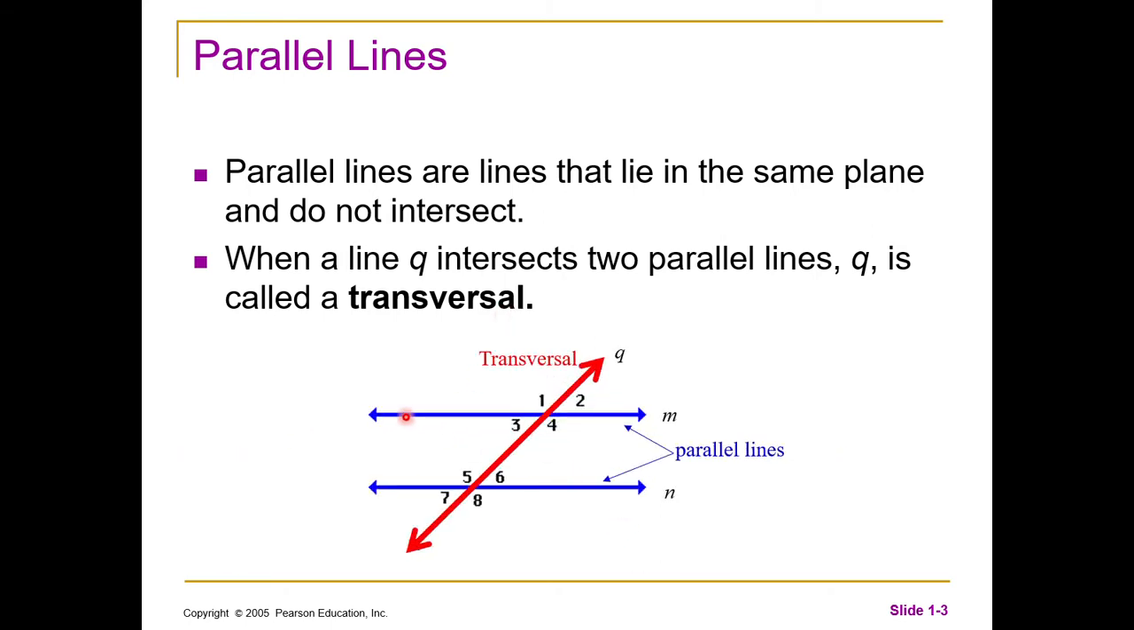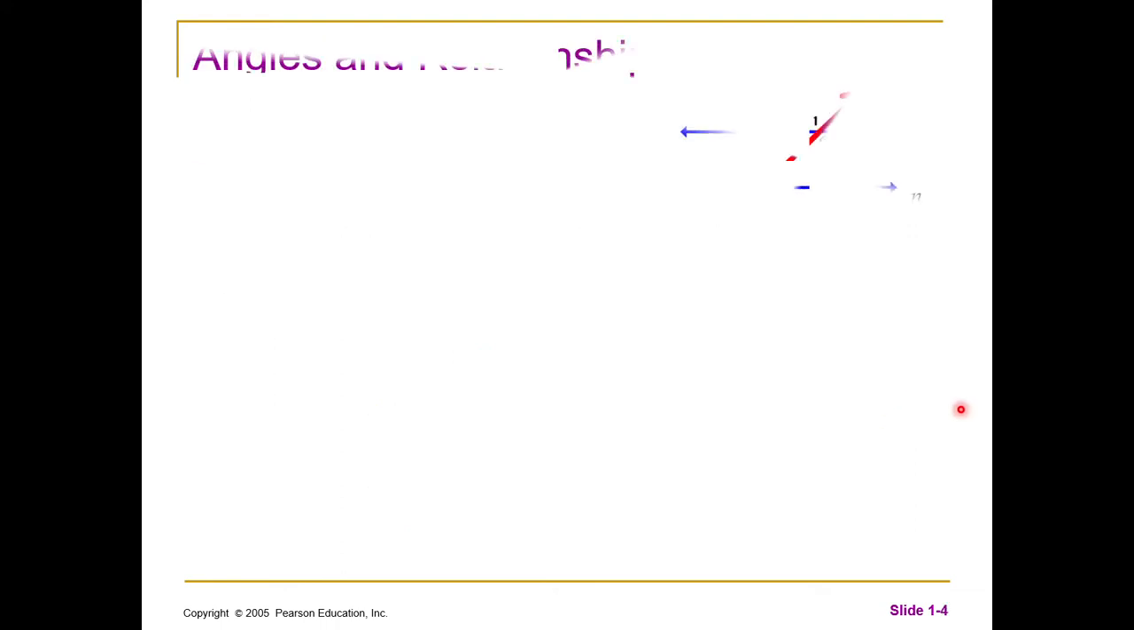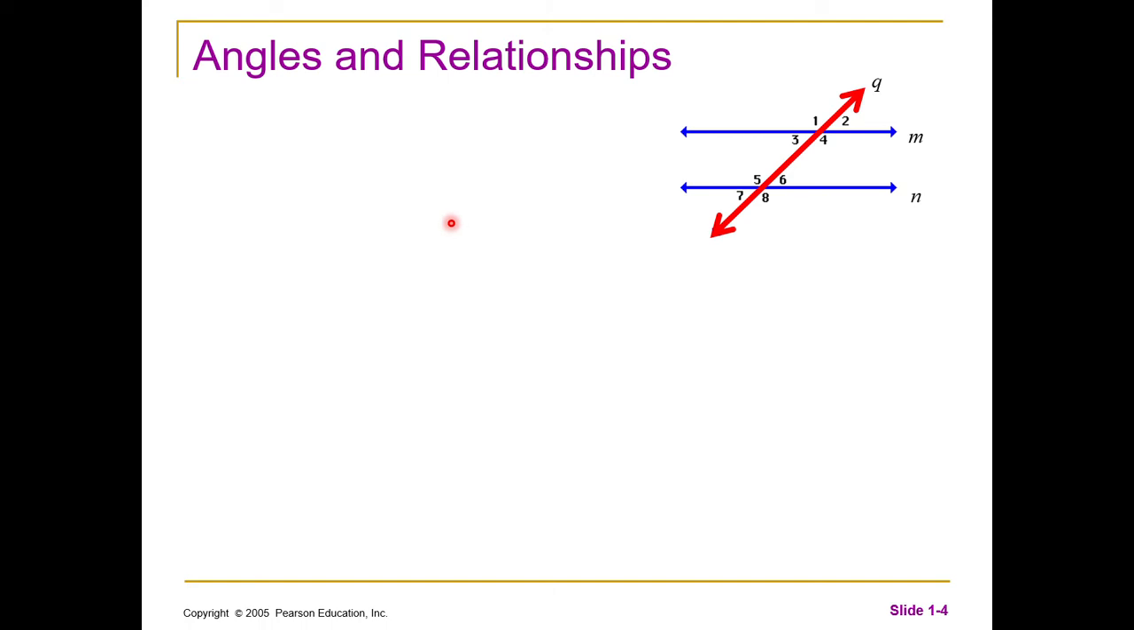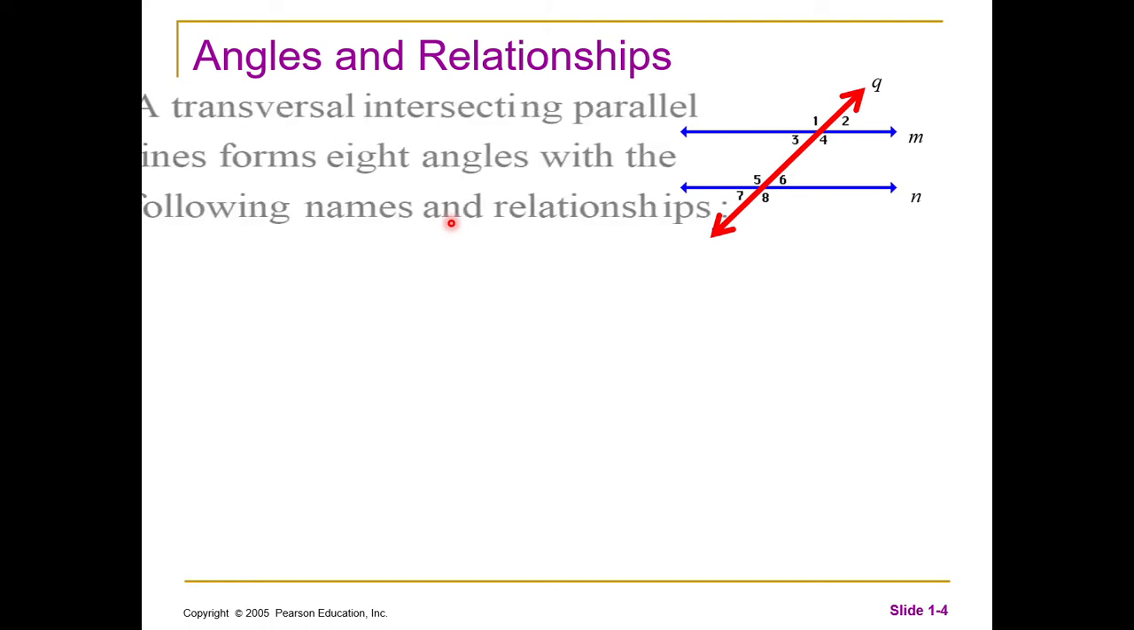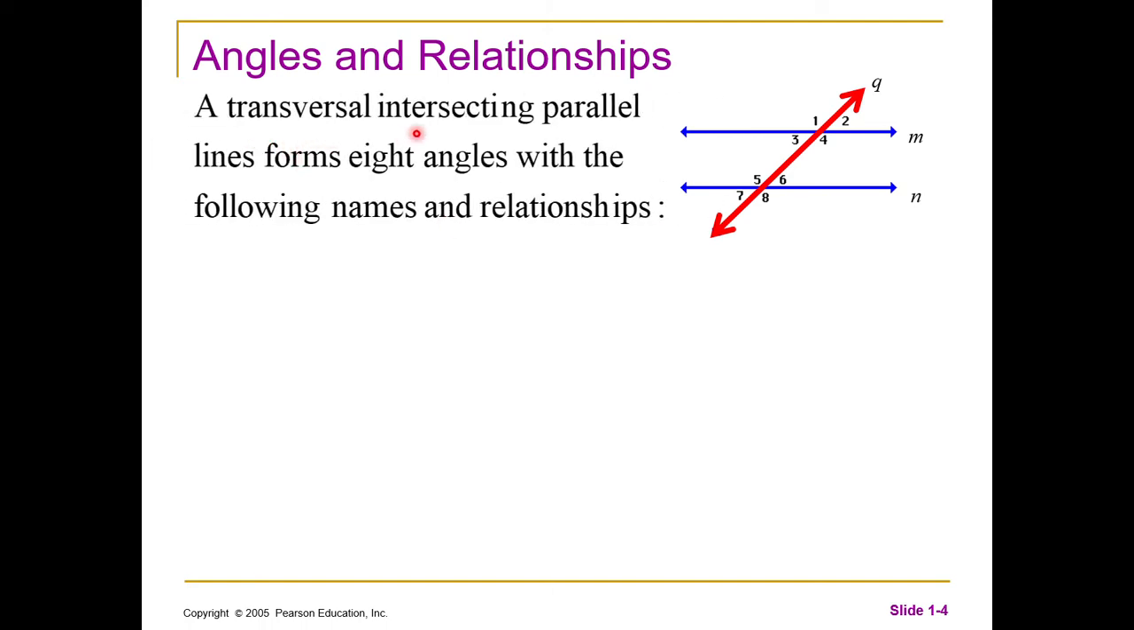For example, meron tayong dalawang parallel line. Itong line Q na yan, nag-intersect doon sa dalawang parallel line, ang tawag doon ay transversal. So, yung angles and relationships, check natin. A transversal intersecting parallel lines forms 8 angles with the following names and relationships. Makita natin exterior, interior, exterior, nasa labas, saka nasa loob, saka nasa labas uli.